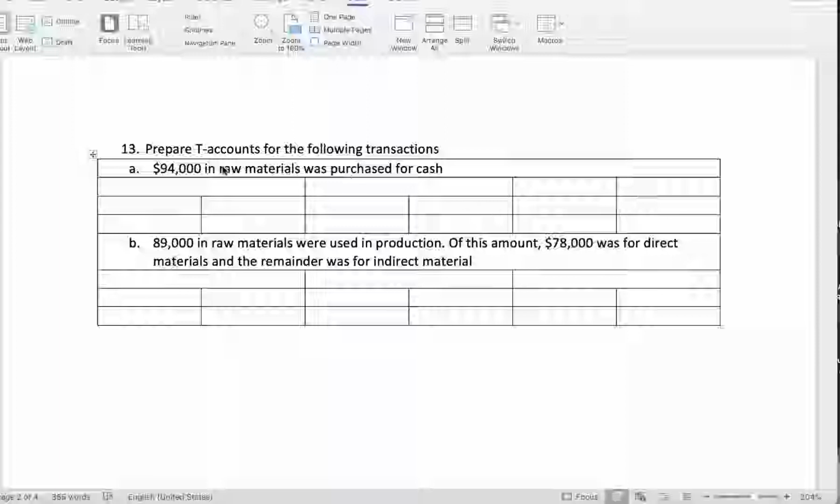So if you'll notice here, the first problem we have, letter A rather, says $94,000 in raw materials was purchased for cash. Okay. So let's think about this. Physically, we're taking cash, we're giving it to a supplier, let's say check. Check's a lot better. We're writing out a check, which is technically cash. We send it to the supplier, and that supplier sends us raw materials, right? Remember, direct materials, raw materials, virtually the same thing, right? Raw materials are material that becomes an integral part of our final product.